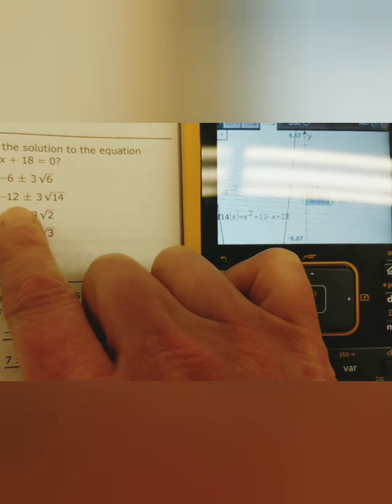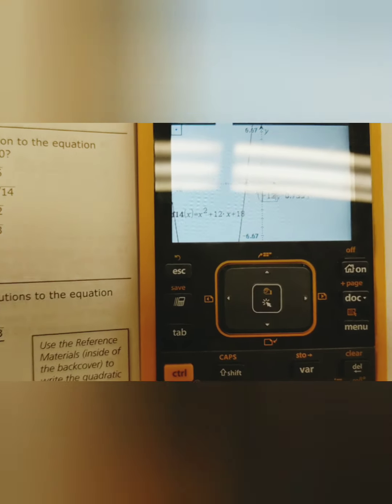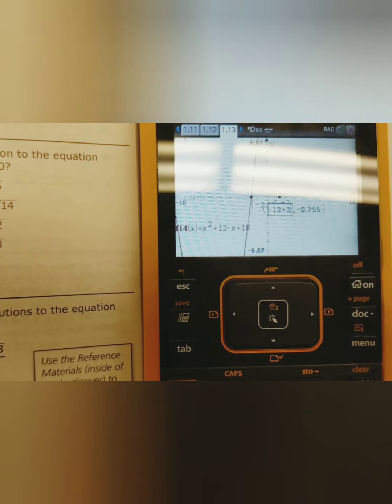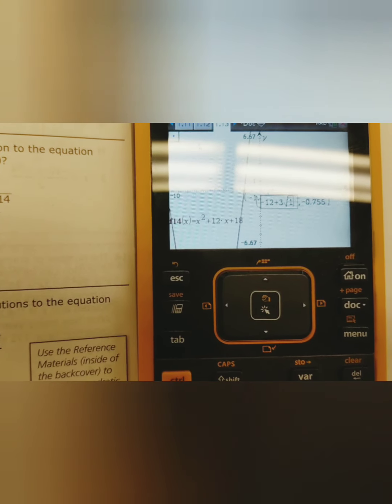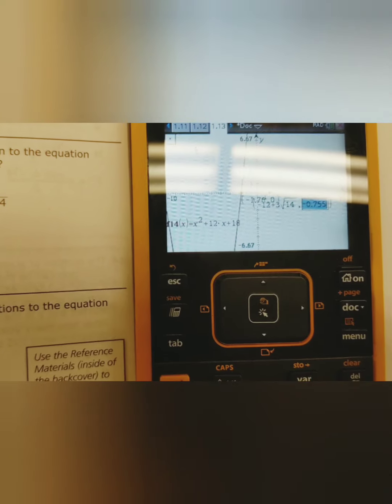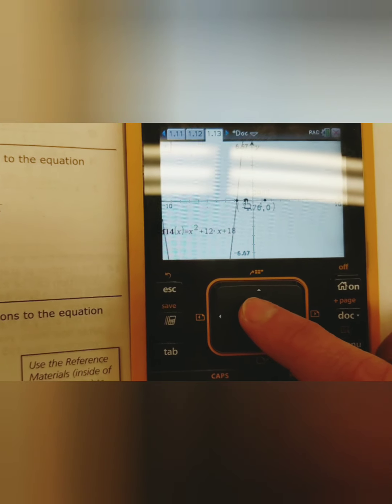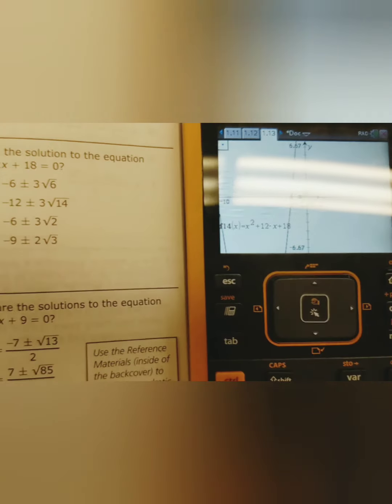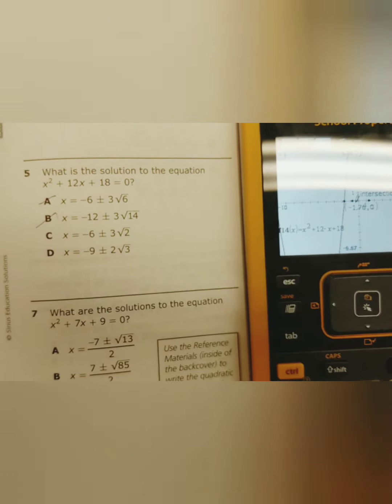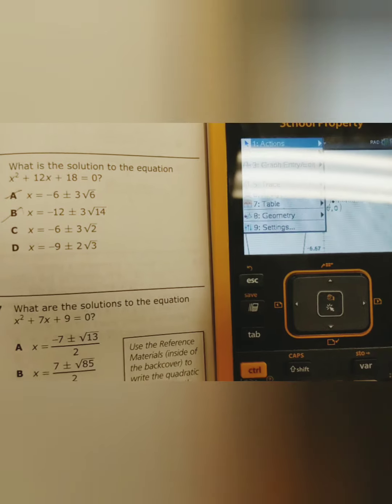And then we're going to type in -12 plus 3 square root of 14. Enter 0. All right, this time still not quite at the x-intercept, so I know that one cannot be it. Two more choices.